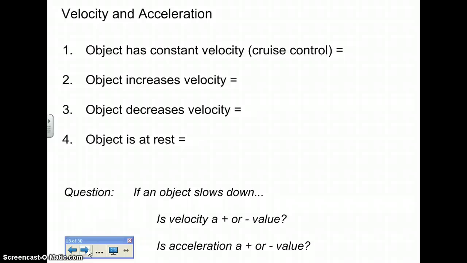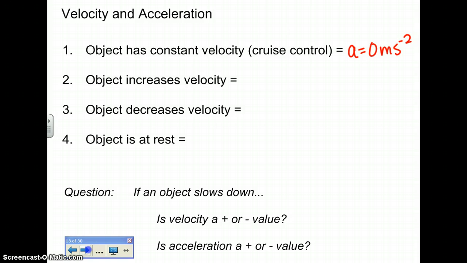Velocity and acceleration. What we're looking at here is positives and negatives. So an object that has a constant velocity, that would have the cruise control set. Put yourself in the driver's seat. Are you touching the accelerator? Are you touching the brake pedals if you have the cruise control set? No, you're not touching anything. So are you accelerating? No, you are not accelerating. So therefore, acceleration equals 0 meters per second squared.